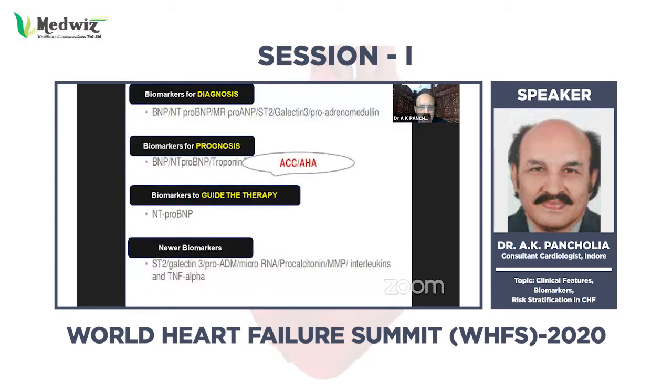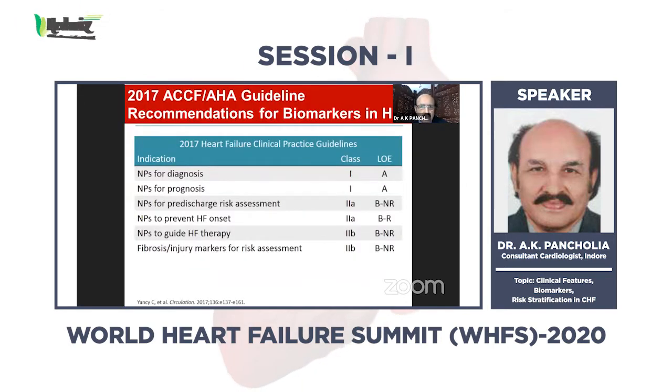The biomarkers for diagnosis are mainly BNP and NT-proBNP, ST2, galectin-3, and proadrenomedullin. Biomarkers for prognosis are BNP, NT-proBNP, and troponin. Biomarkers to guide the therapy are mainly NT-proBNP, and of course, there are newer biomarkers.